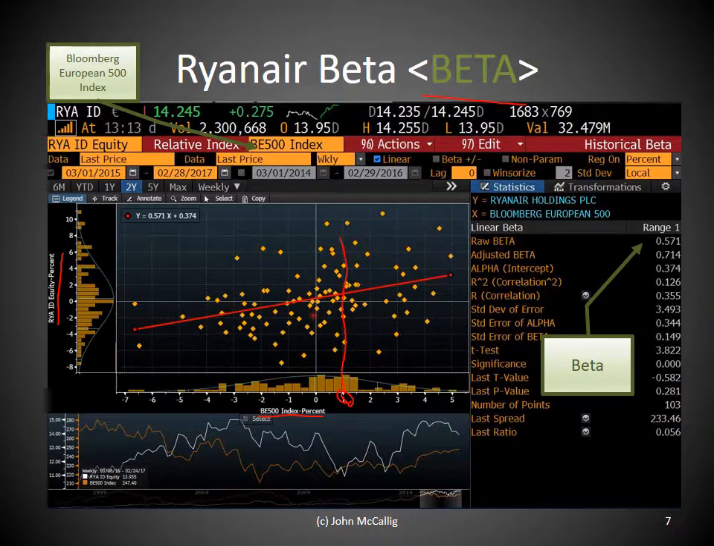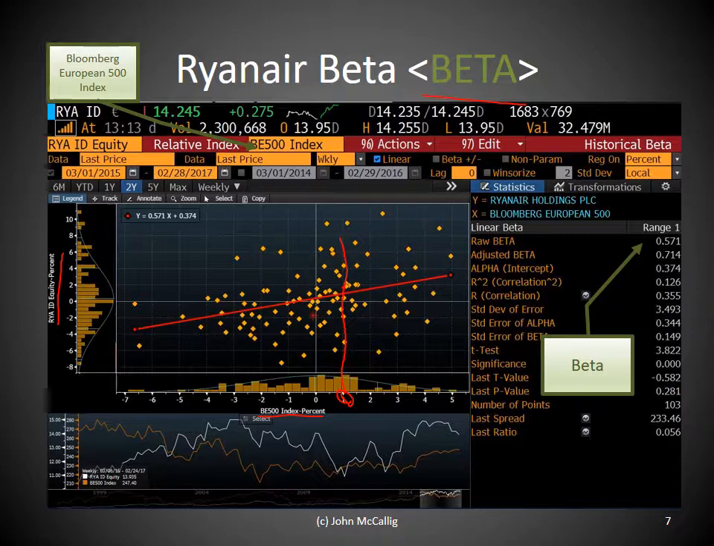When the index goes up 1%, Ryanair does nothing at all. On other days it goes up 1% as well. And we plot that for every day that we have returns for Ryanair. That's for 2 years, I think, of weekly data, and we see what happens over the 2 years.